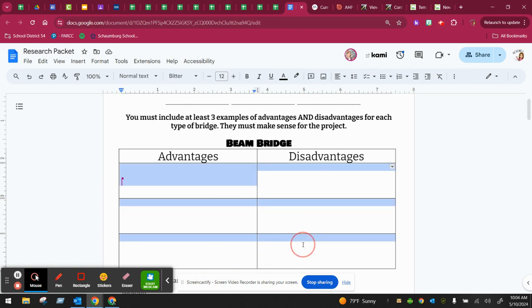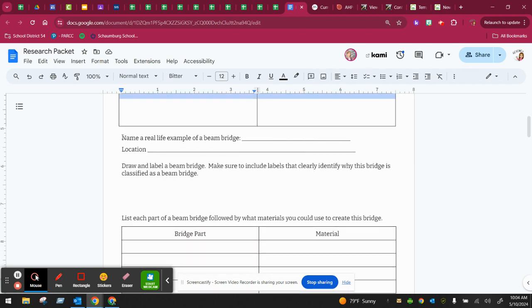After finding 3 advantages and 3 disadvantages, you're also going to look for a real life example of a beam bridge. You'll write the name of the bridge on the line, and then underneath it, you'll tell me where that bridge is located. The next section says draw and label a real beam bridge.